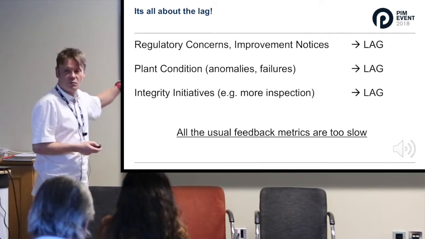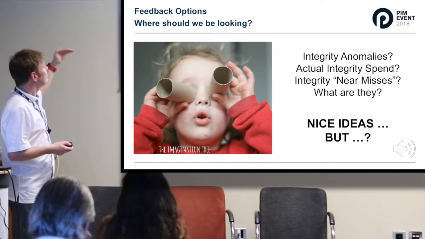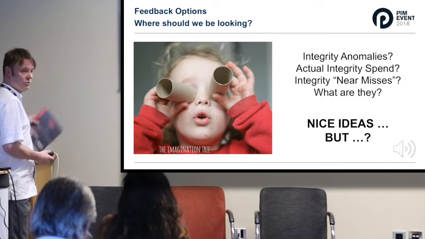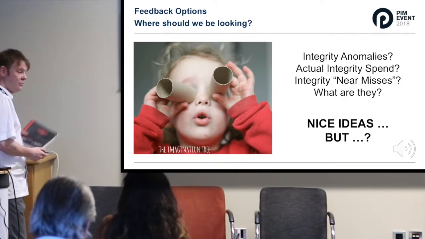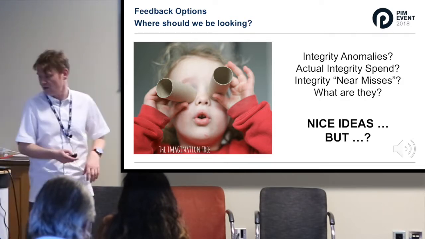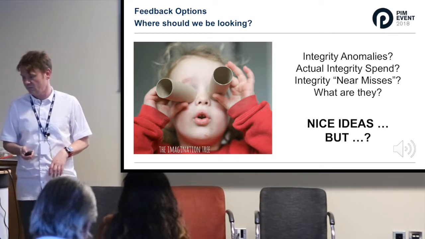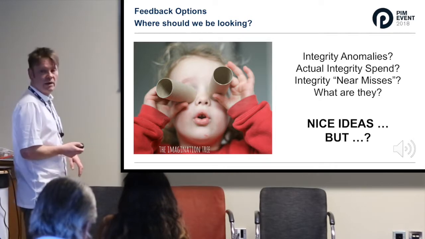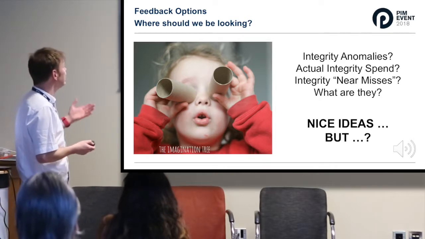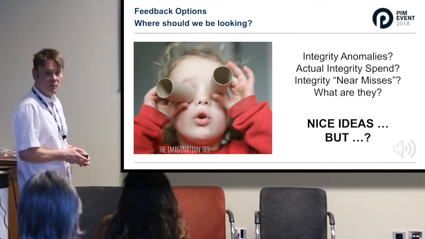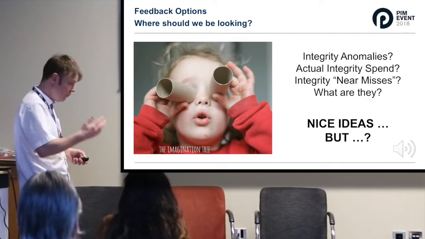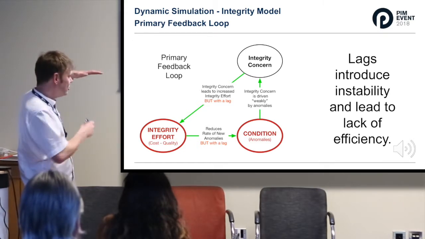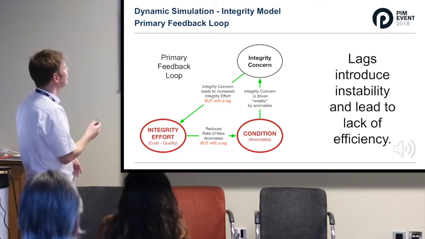All these feedback metrics which we use, regulatory concerns, plant condition, integrity initiatives, they're all too slow. And they're all the things that we should be measuring to manage our integrity management according to the latest documents. So we're here. We're looking the wrong way, in my view. The nice ideas, we do them. I'm not saying we shouldn't count them. It's important to know how many anomalies you've got. It's important to know how many inspections you're doing. But are they helping us to control the condition efficiently?